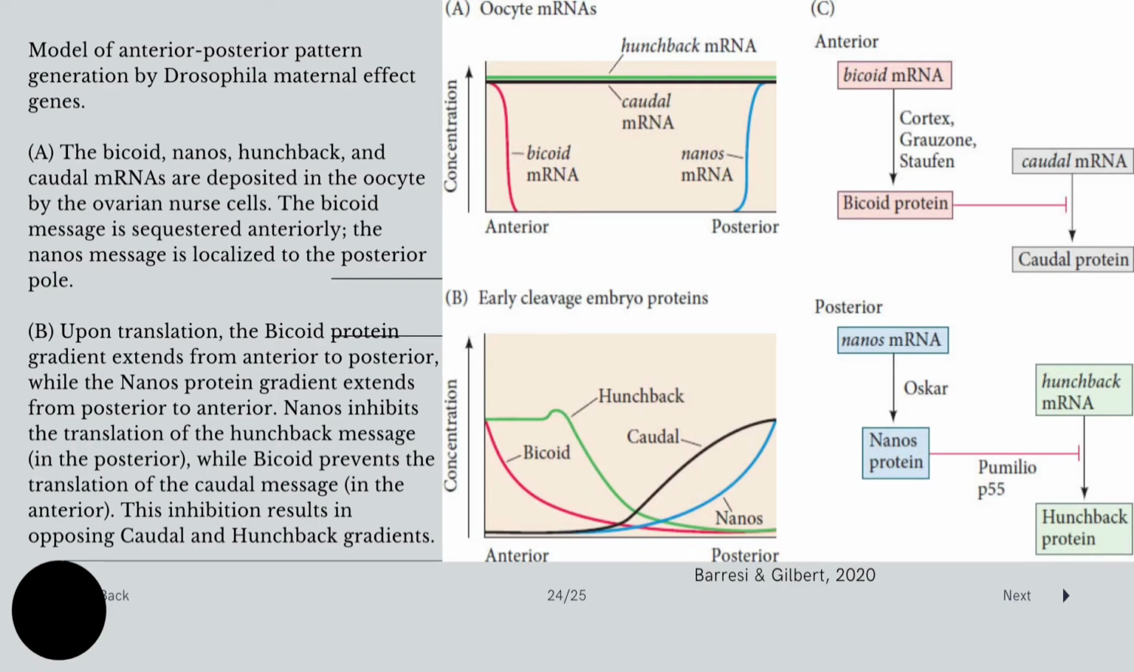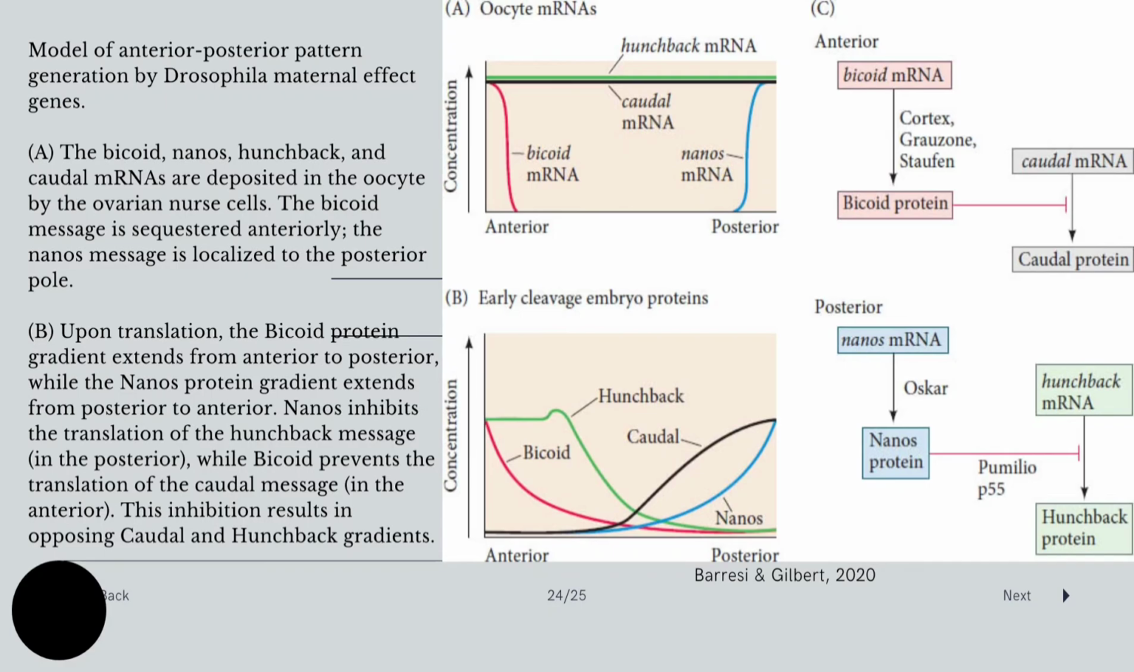And these two graphs show the model of anterior-posterior pattern generation in Drosophila. The first graph is the pattern in the oocyte. That is, the bicoid, nanos, hunchback and caudal mRNAs are deposited in the oocyte by the ovarian nurse cells, and the bicoid message gets sequestered in the anterior region, and the nanos message is localized to the posterior pole of the oocyte. And the hunchback mRNA and caudal mRNA are ubiquitously present throughout the anterior to the posterior region.